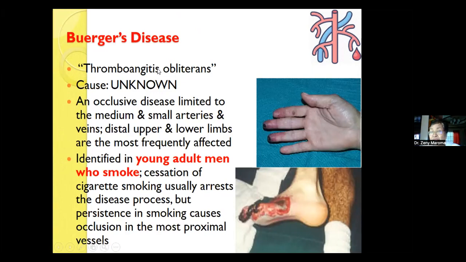Angiitis, there's inflammation of the blood vessel. Tapos, may thrombus pa. Anong cause of obstruction? Thrombus and inflammation. Obliterans, obliterated ang blood flow. Obstructed ang blood flow. Exact cause is unknown. Pero it affects the medium and small arteries and veins. Kapag sinabi natin thromboangiitis obliterans, it affects the small and medium-sized arteries and veins, arms and legs.